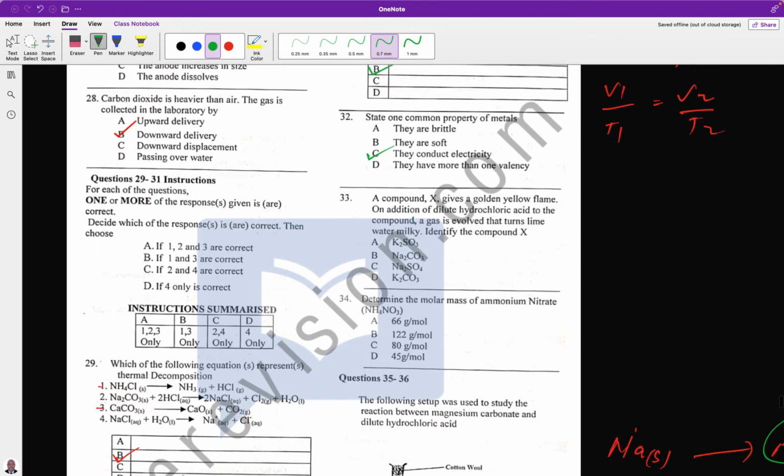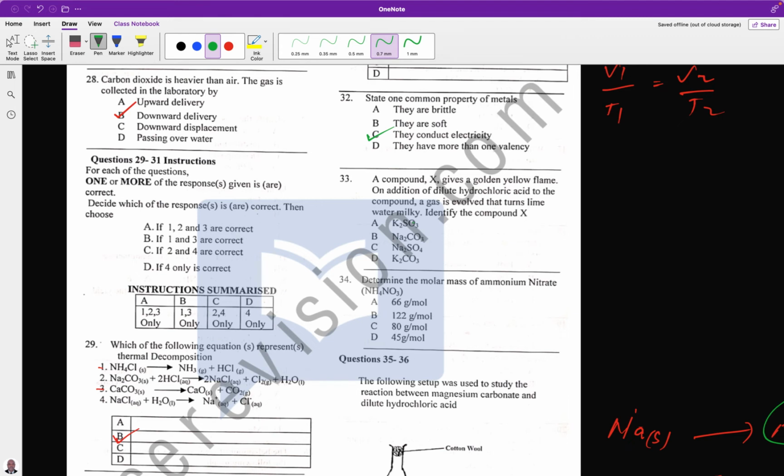Question number 33. A compound X gives a golden yellow flame. On addition of dilute hydrochloric acid to the compound, a gas is evolved that turns lime water murky. For a compound to give a golden yellow flame under the Bunsen burner, it should be sodium, because the sodium ion is the one that gives a golden yellow flame. So the compound must contain sodium ion.